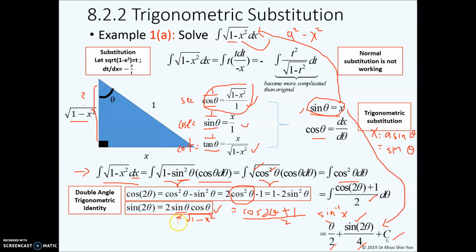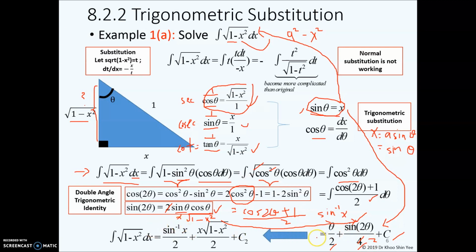So you have 2x square root 1 minus x squared. Therefore, we can substitute inside this function, and we divide it by 4. So the 2 here can be cancelled, and at the bottom it becomes 2. So this is your final result.